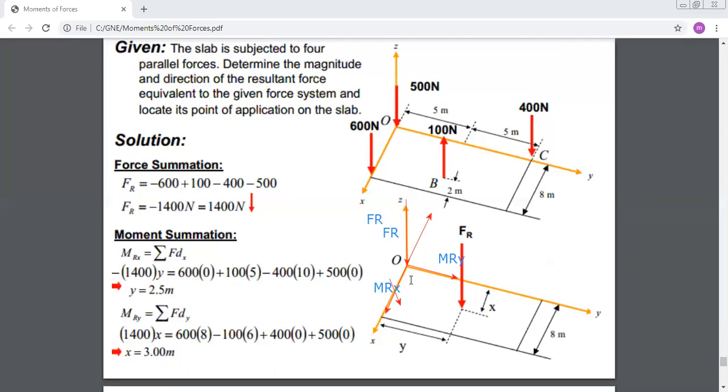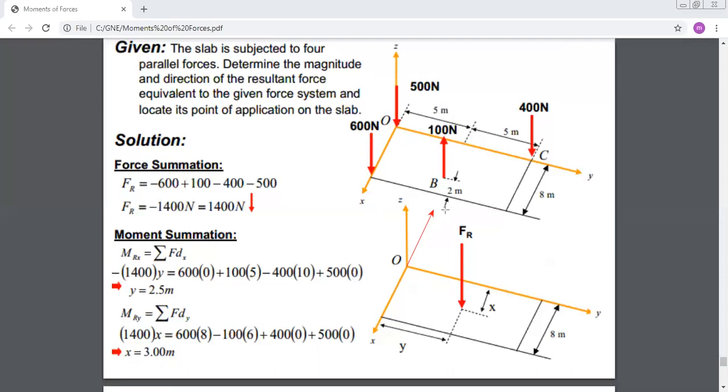If I want only to have one force replacing my system, what is the condition? The condition is that if I move this force in a new location, I should have the force creating the same moment about X and Y. Because my purpose is to replace the system by only one force that is producing the same effect. So as a first step, this is MRX. I want to displace my force in a way to create this couple about x-axis.